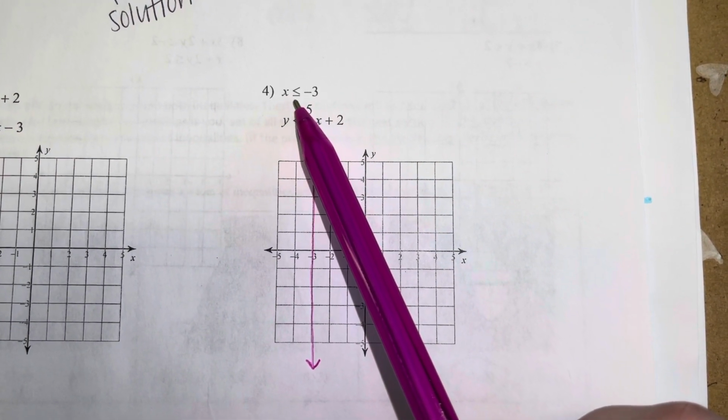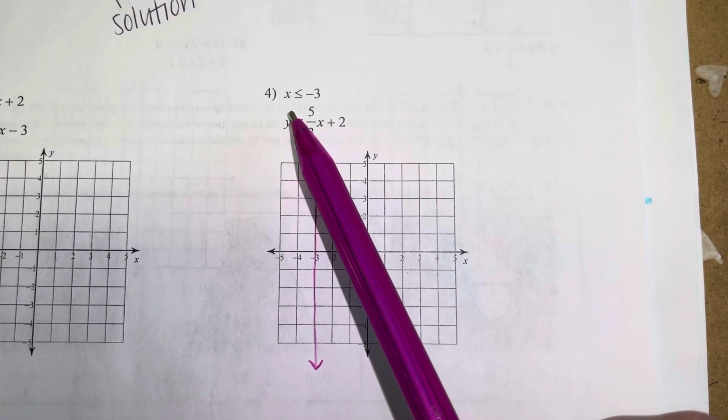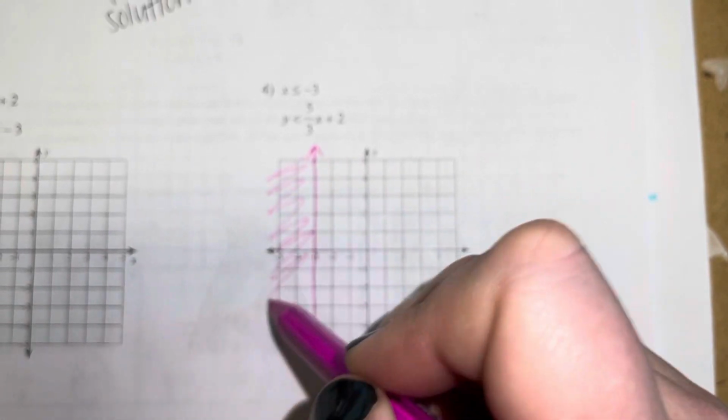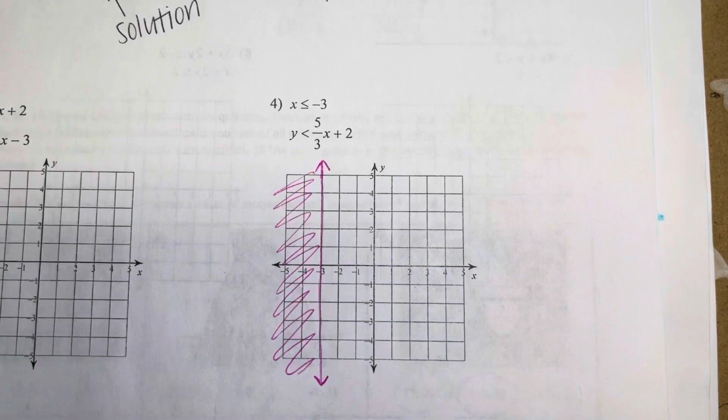Next comes shading. If I need to have anything less than or equal to -3, less than would be to the left of that line. So everything over here is a solution for this first inequality.